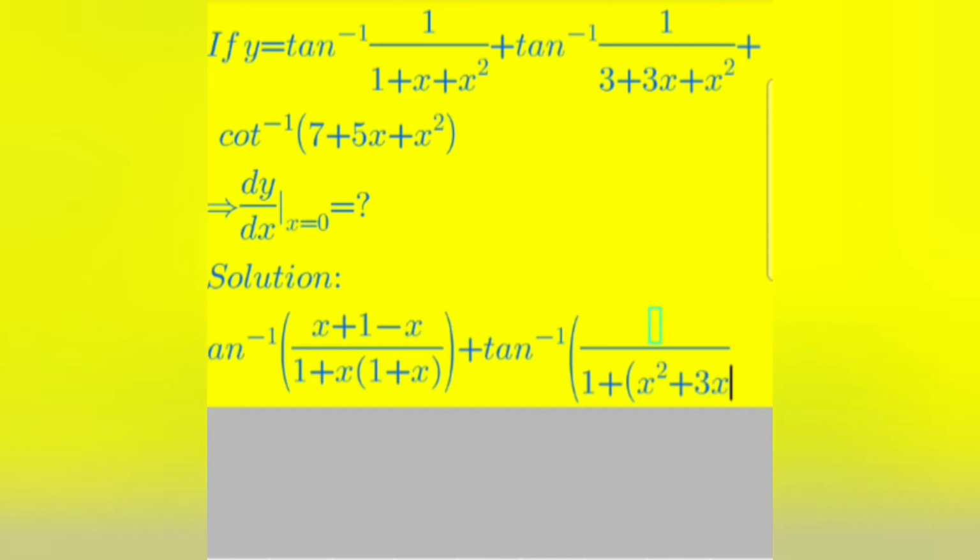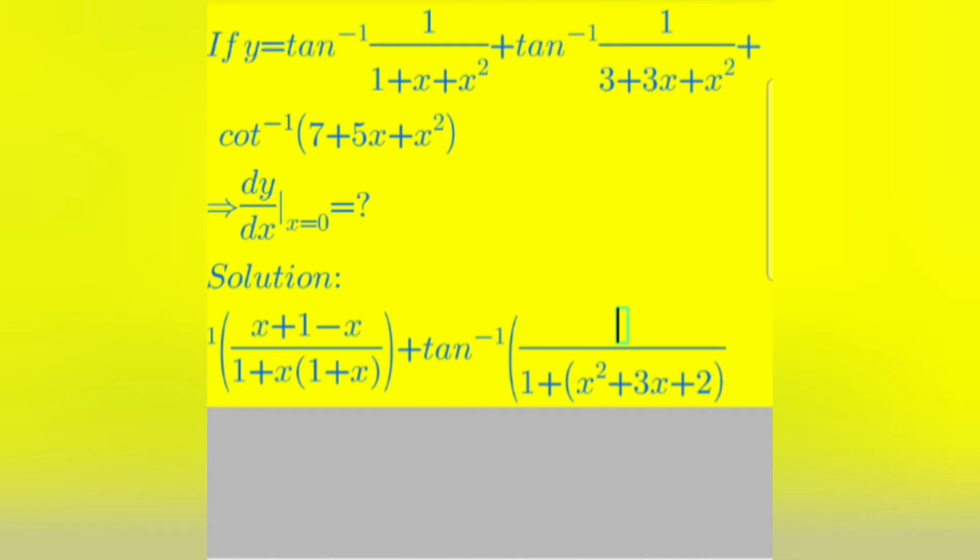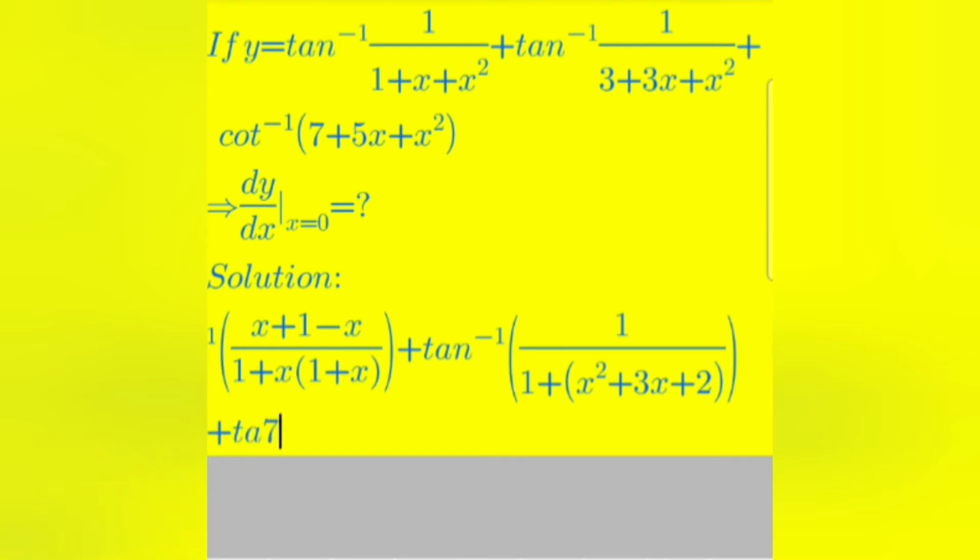Same for the second part, plus tan inverse. First we write the denominator part, which is of the form 3 plus 3x plus x square, so it can be written like that, as 1 plus something, so 1 plus x square plus 3x plus 2. Now this is 1 over something. The last part is cot inverse, and we can write it here as tan inverse.